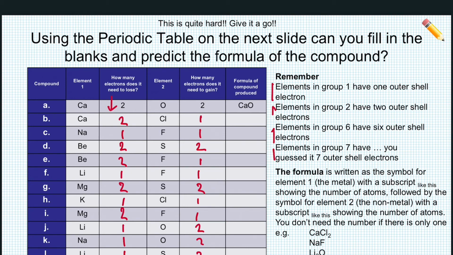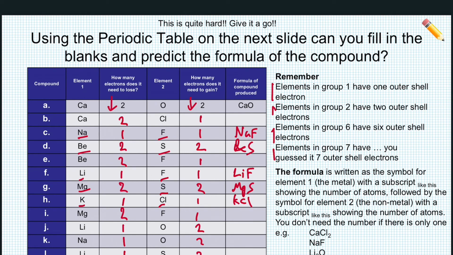Okay, so where there is a 2 in this column, we need to lose 2 electrons. Where there is a 2 in this column, we need to gain 2 electrons. So where we need to lose and gain the same number of electrons in both columns, we can just write out the formula with the metal and then the non-metal. So that'll be NaF, sodium fluoride, BeS, beryllium sulfide, LiF, lithium fluoride, MgS, magnesium sulfide, KCl, potassium chloride, and that's all of them.